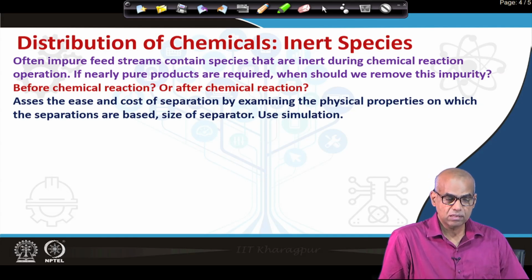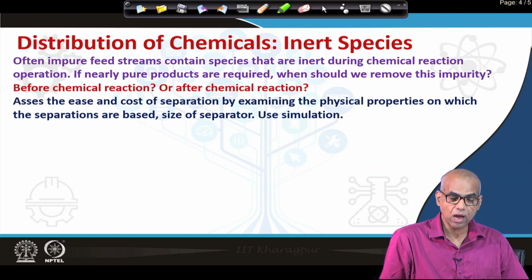So, by this you have to assess the ease and cost of separation by examining the physical properties on which the separations are based. You also have to take care of size of separators, and these things can be done by performing simulations.